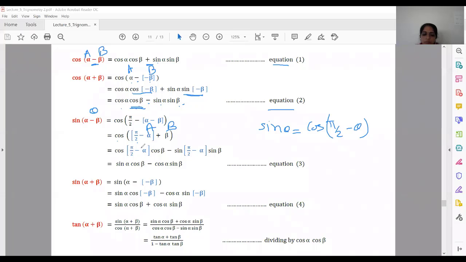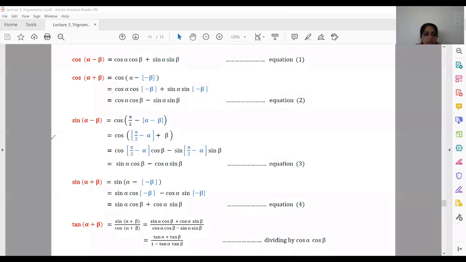Now, cos pi by 2 minus alpha is sin alpha. You all know cos pi by 2 minus alpha is sin alpha. So, sin alpha cos beta. Here, sin pi by 2 minus alpha is cos alpha. So, cos alpha sin beta. So, for sin alpha minus beta, our final formula is sin alpha cos beta minus cos alpha sin beta. Okay.